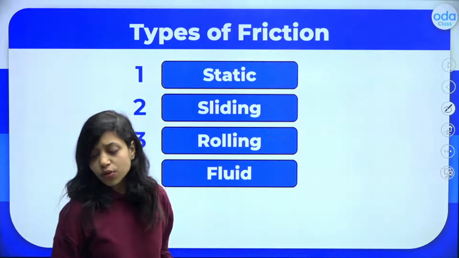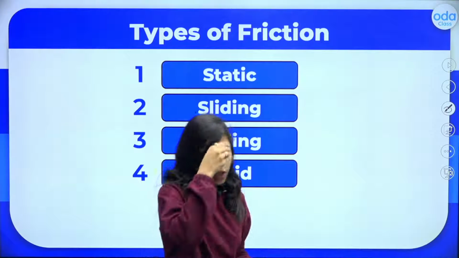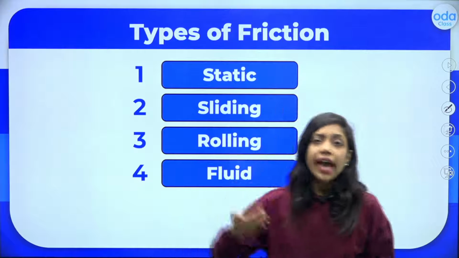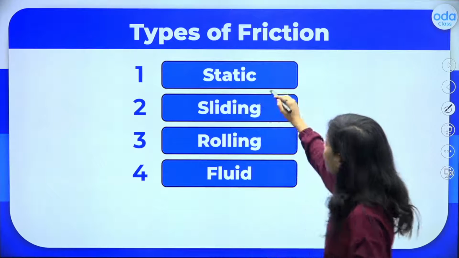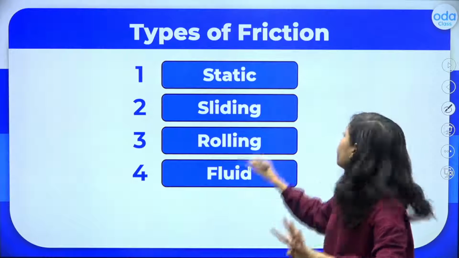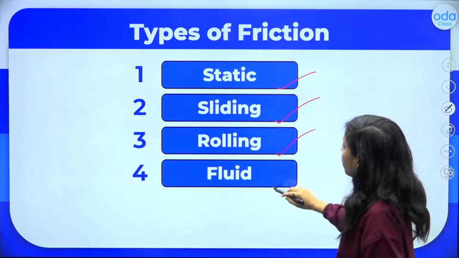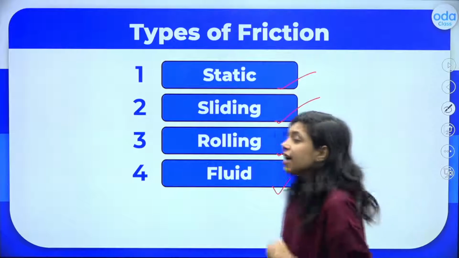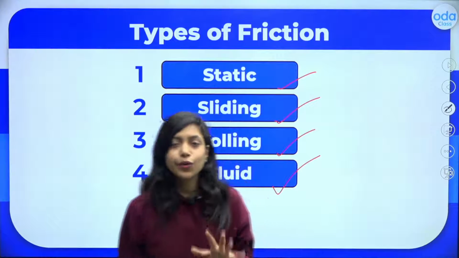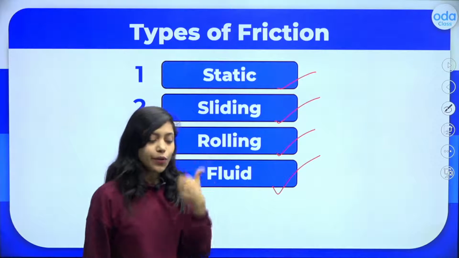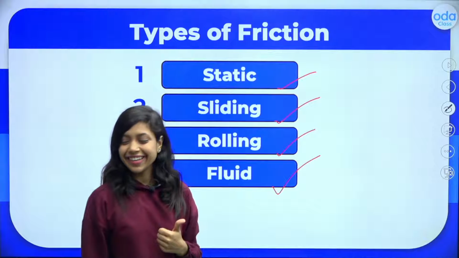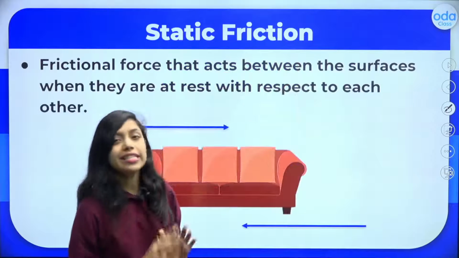Okay, so what are we going to learn today? Today we will be learning about different types of friction. There are four main types of friction: static friction, sliding friction, rolling friction, and fluid friction. It's actually very easy. I'll be teaching you in a very simple manner. Are you ready to learn that with me? Chalo then. Let us start with static friction.